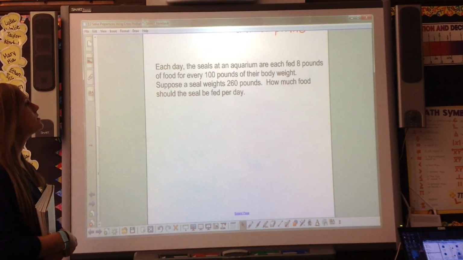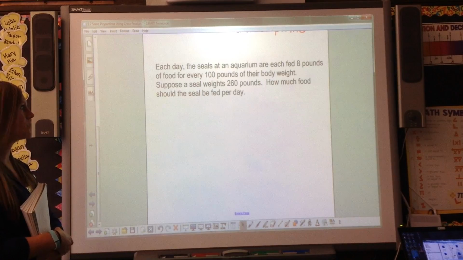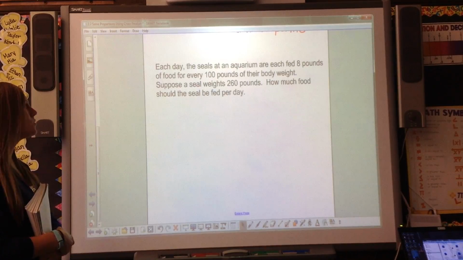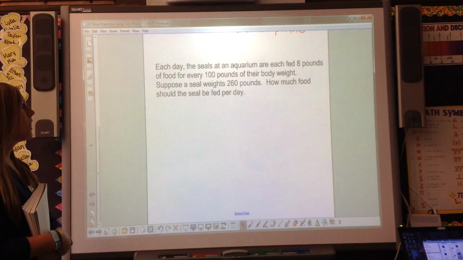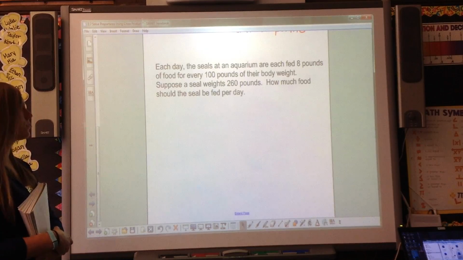Each day, the seals in an aquarium are each fed 8 pounds of food for every 100 pounds of their body weight. Suppose a seal weighs 260 pounds. How much food should the seal be fed per day? Go ahead and write a proportion and then solve the proportion to answer the question.